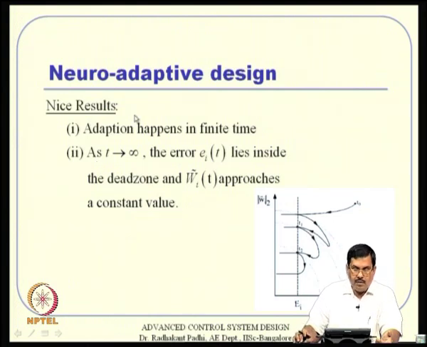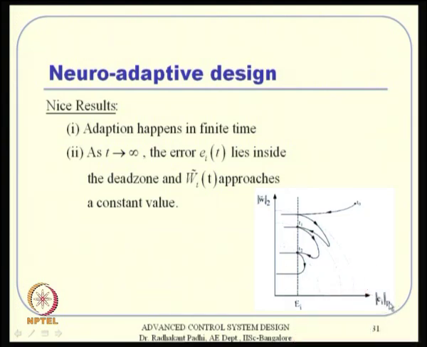And the nice results also given in the paper is something like that, the adaptation happens in finite time, it does not take forever to get there, so it does not take infinite time to adapt. And also remember that as t goes to infinity, Ei will lie inside the dead zone, which is shown pictorially, some sort of a dead zone, Ei definition and all that. So, this is like norm of Ei, Pi norm. If I put a vertical line, this is my dead zone actually. Okay. So, it will ultimately go to the dead zone and approach a constant value actually.